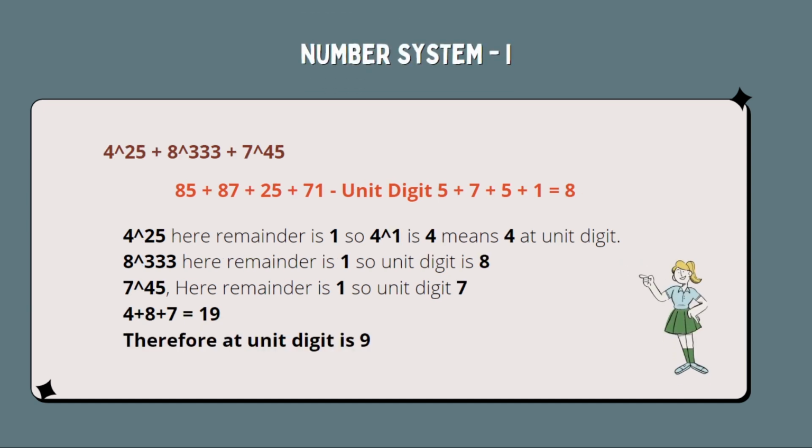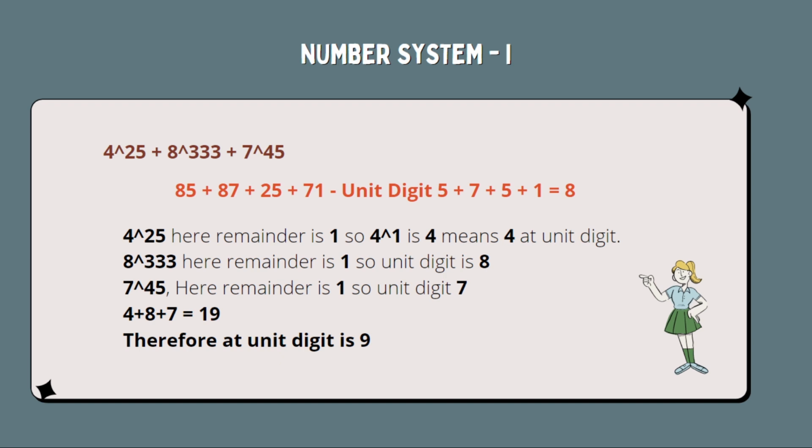Next question is a similar type, but here instead of multiplication it is asking for the summation. So it's simple. Again let's see an example first. Suppose we have to find the last digit of the sum 85 plus 87 plus 25 plus 71. We simply take the unit digits, that is 5 plus 7 plus 5 plus 1. That will give you 18. So what is the unit digit? 8.